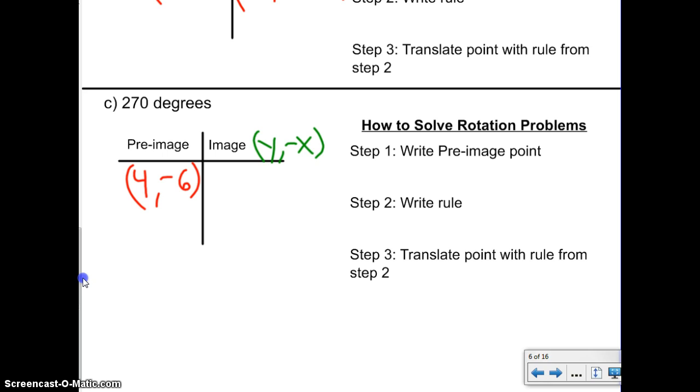And so our y coordinate comes first. Remember, this is our y, that's our x. So the y coordinate comes first. We don't do anything to it, right? It stays the same. And the x is going to come second, and we're going to negate it. So how do we negate 4? Well, it becomes negative 4. So your final answer is negative 6 comma negative 4. And that's all you need to know for rotation.